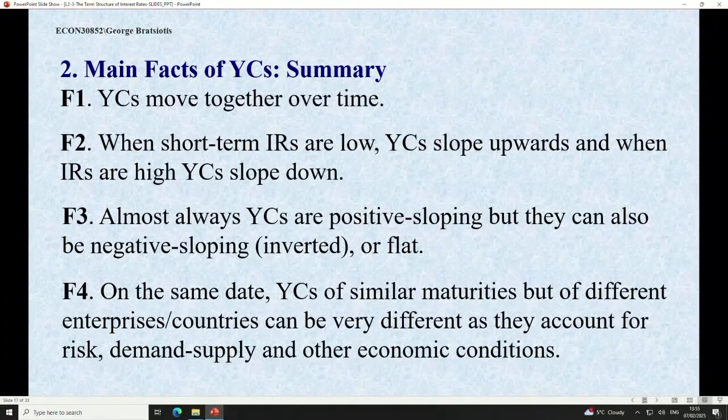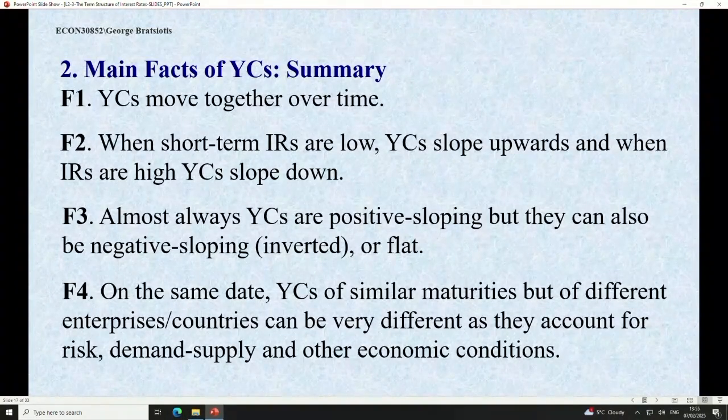And the fact four that we've looked at is that on the same date, because these are snapshots we said, right? On a particular date, so on the same date, yield curves of similar maturities, but of different enterprises or different countries, as we've seen, they can be very different because they may account for risk and other demand-supply conditions, but also other economic conditions you may have about information, about a crisis, about a particular country going into a crisis, and all sorts of other such things. Right, so these are the main facts.